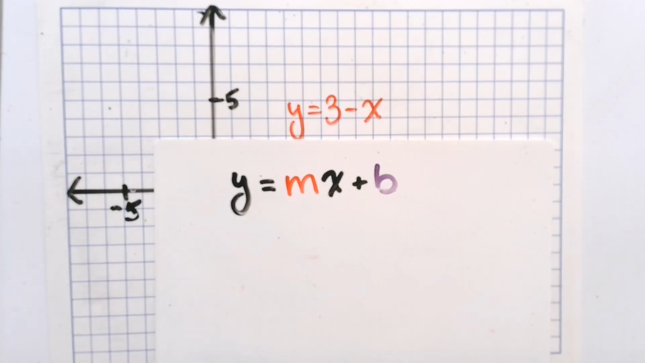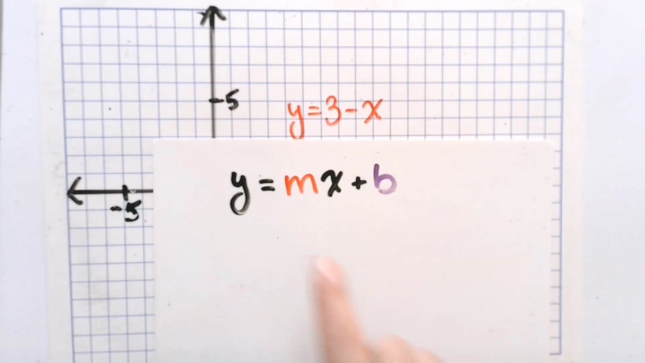So what we're actually going to do is rewrite our equation, y equals 3 minus x, so that it's in this form. So let's have a look at what that looks like.